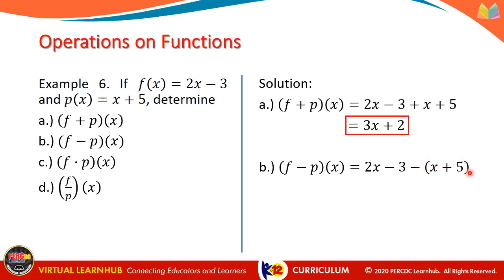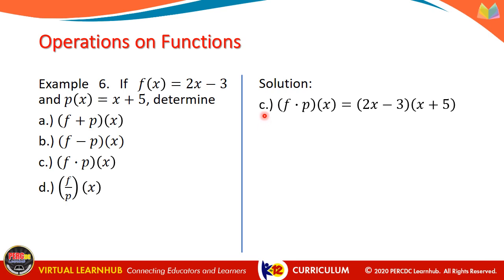which is our p of x. Just don't forget to put a parenthesis here to avoid errors. Distributing the negative sign, our solution would be 2x minus 3 minus x minus 5. 2x minus x, that would be x, and negative 3 minus 5 equals negative 8. F minus p of x is equal to x minus 8.